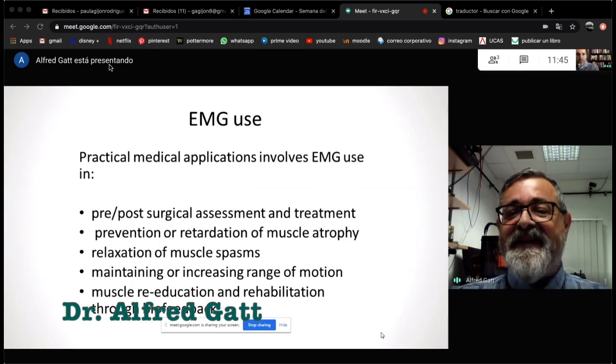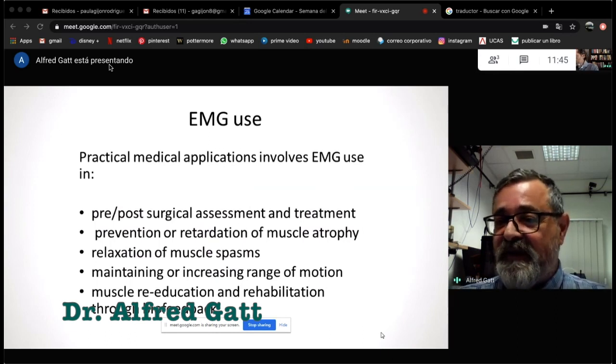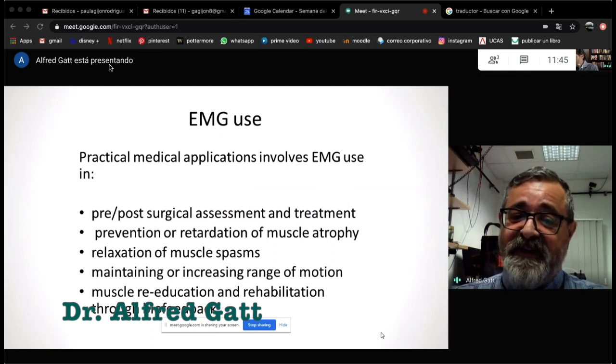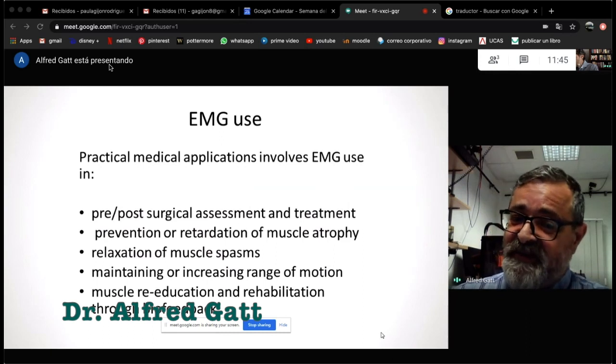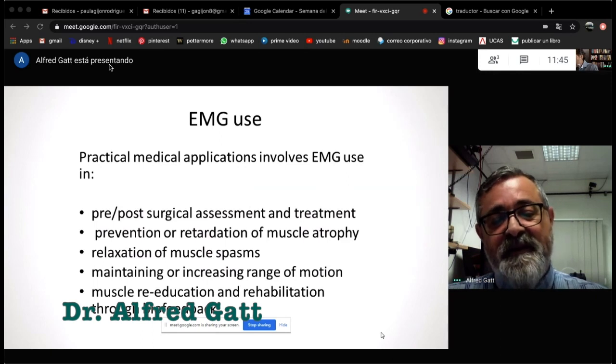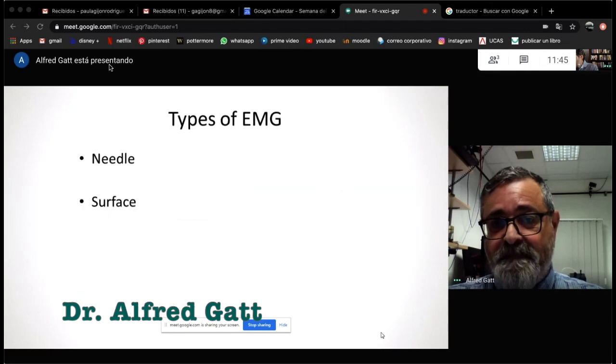Practical medical applications involve EMG use in pre and post-surgical assessment and treatment, prevention or retardation of muscle atrophy, relaxation of muscle spasms, maintaining or increasing range of movement, muscle re-education and rehabilitation through biofeedback.